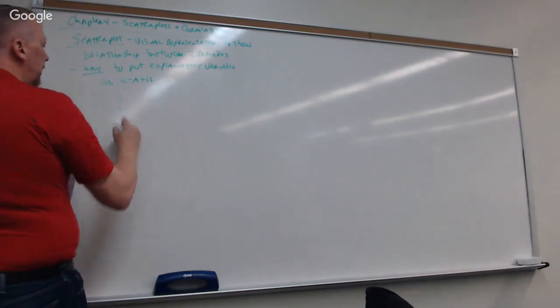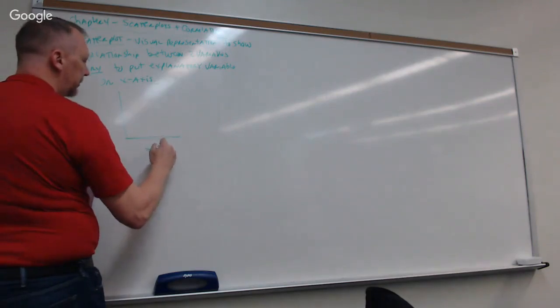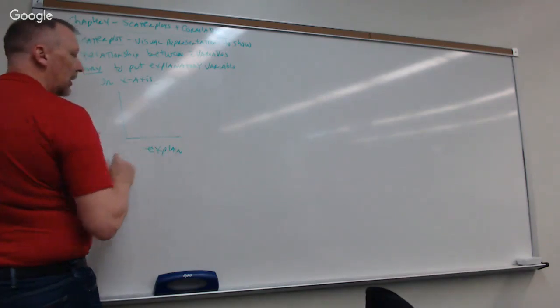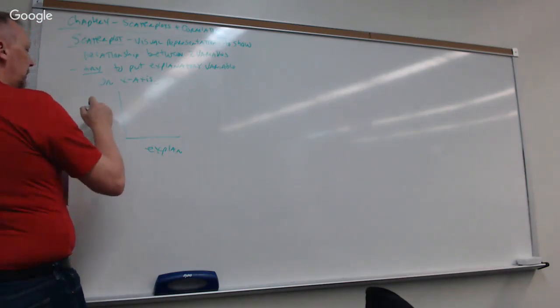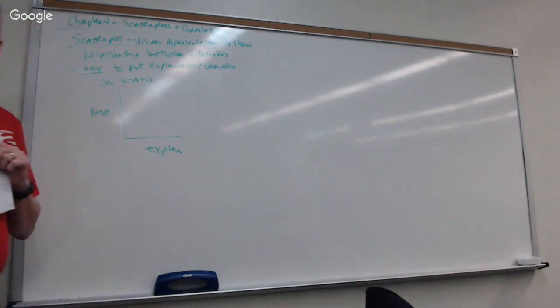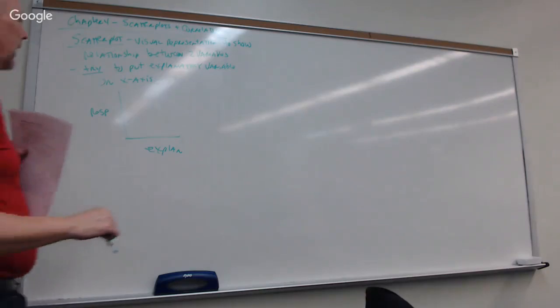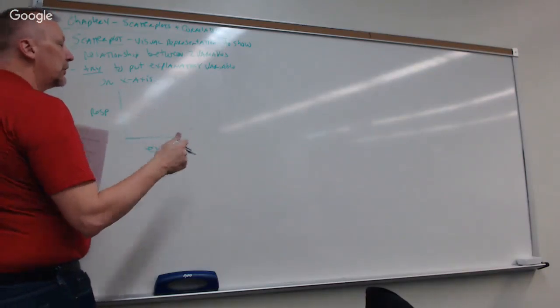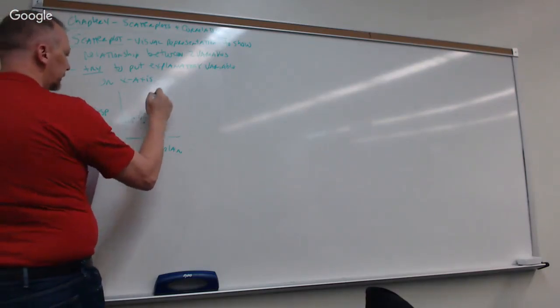But generally what you're doing is you're going to try to put the explanatory variable on the x-axis. You're going to try to put the response variable on the y-axis. Okay? And hopefully what you'll do is you'll plot a bunch of points.